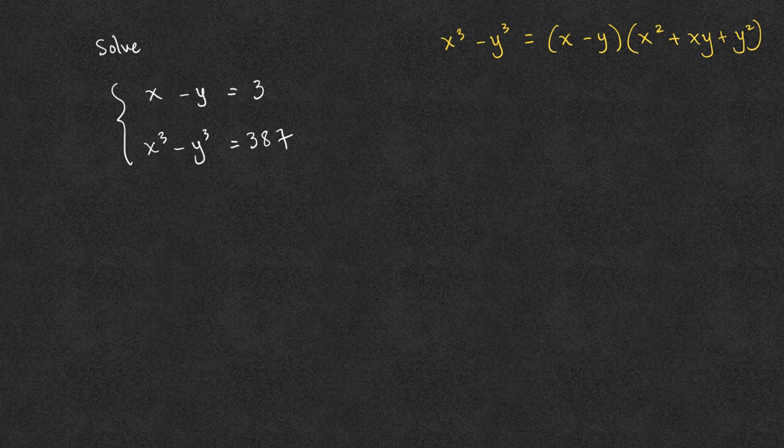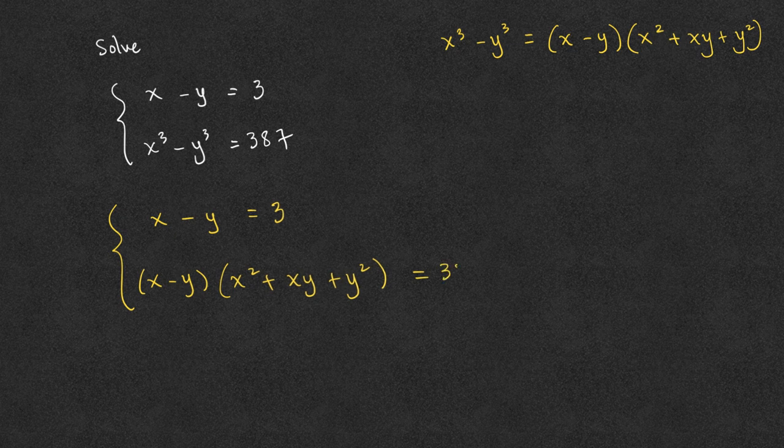And so this system of equations can be rewritten as x minus y equals 3, and x minus y times x squared plus xy plus y squared equals 387. But if we were to view x minus y as a whole block, then we can substitute x minus y in the second equation with 3. We still have x squared plus xy plus y squared as one of the factors.